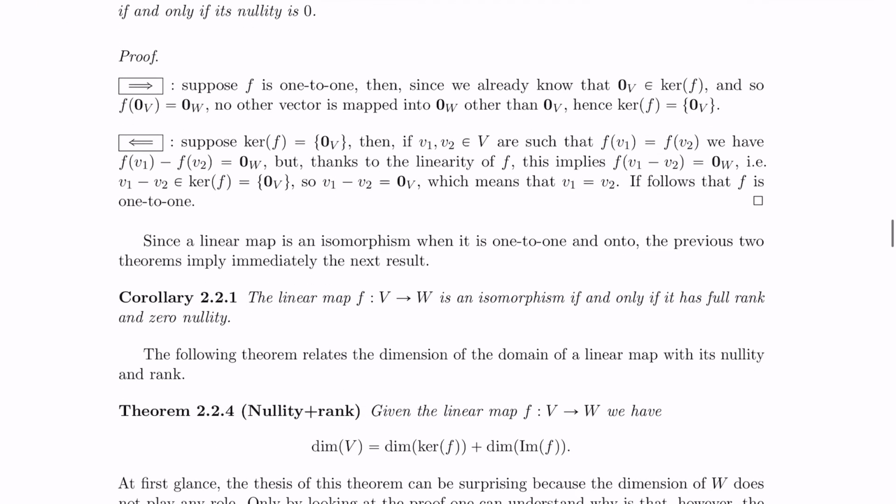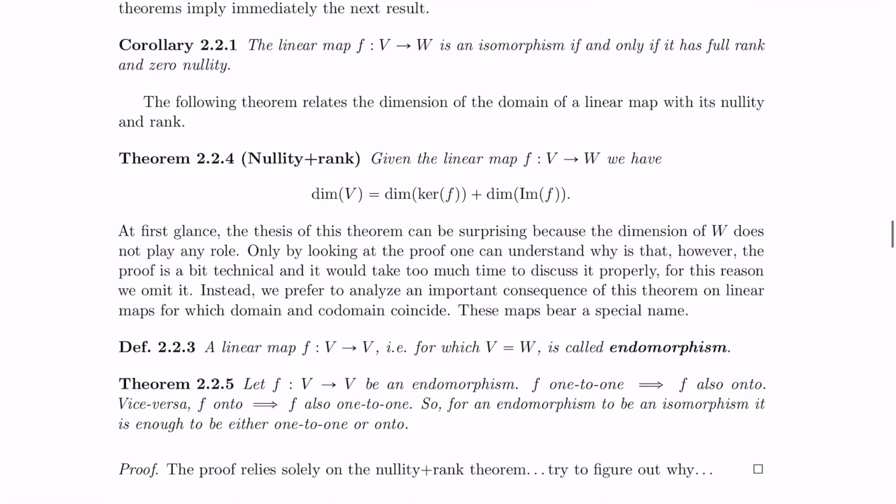We have also seen that for an endomorphism, the fact that the nullity of F is 0 implies that the map is full rank and vice versa. And so it is enough to show that either the nullity of F is 0 or the rank of F is full in order to show that an endomorphism is an isomorphism. We have recalled what we need in order to understand the consequences of the nullity plus rank theorem for matrices, and we can get back to page 66.